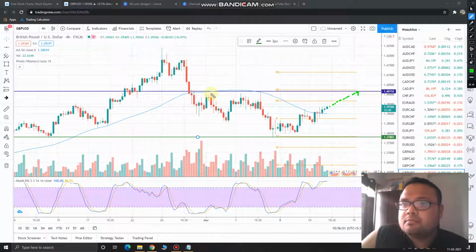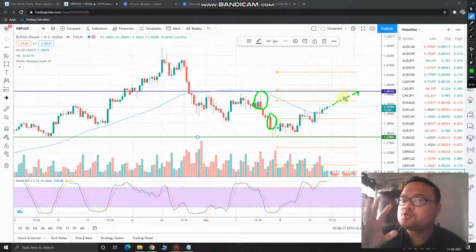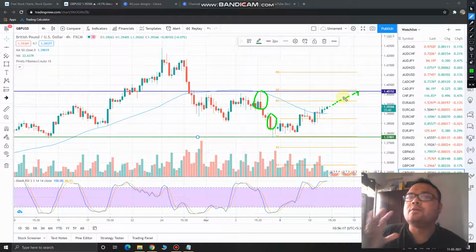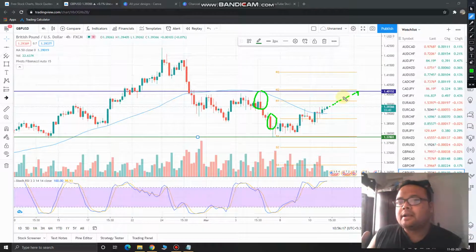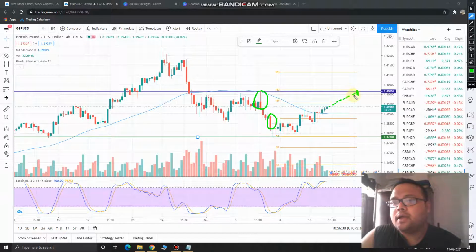Just look for a price rejection from above like this, or a big red candle like this. If you see that price is struggling at a resistance and you spot a price rejection from above like a shooting star kind of a pattern, or inverted hammer, or a big red candle, then you can short the market right away.